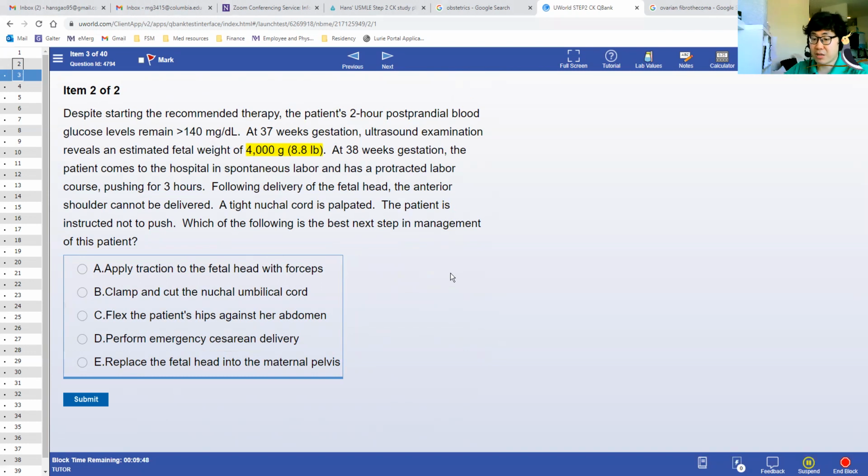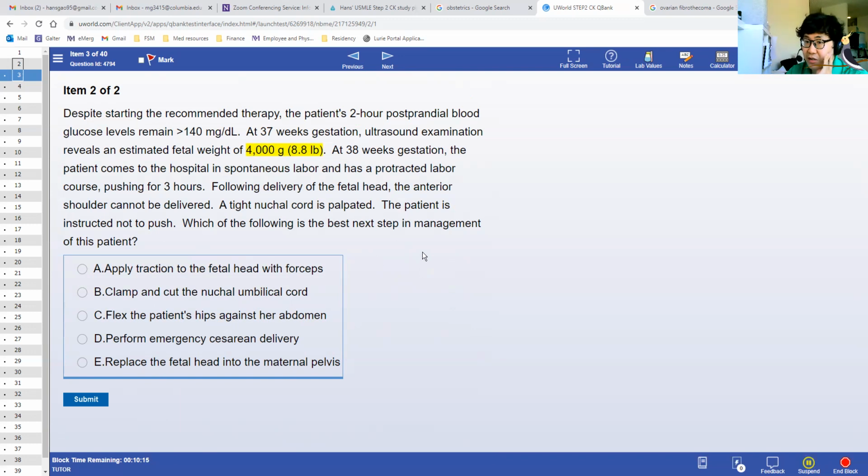Spontaneous labor, protracted labor course, pushing for 3 hours. Following delivery of the fetal head, the anterior shoulder cannot be delivered yet. This is a big baby. Tight nuchal cord is palpated. Oh boy, that means the cord is right around the neck, and it's a pretty dangerous situation. Typically, you have to actually feel for the cord when you're pulling the baby out, and I guess in this case, they felt it. The patient is instructed not to push. Okay, that's the first thing you do.